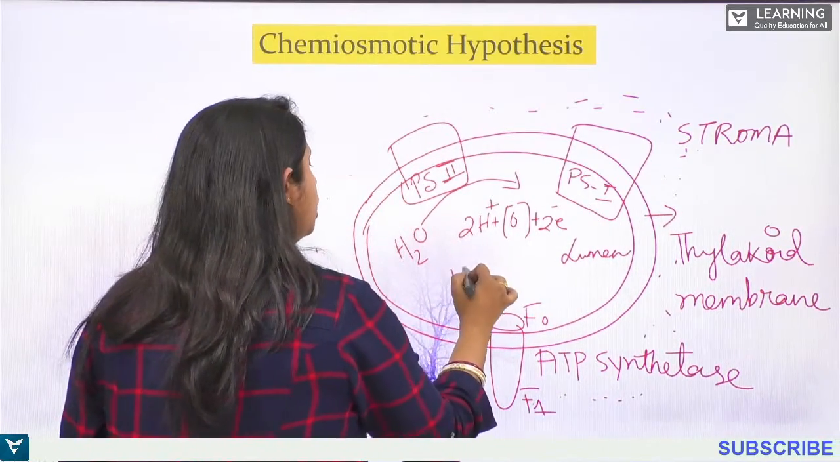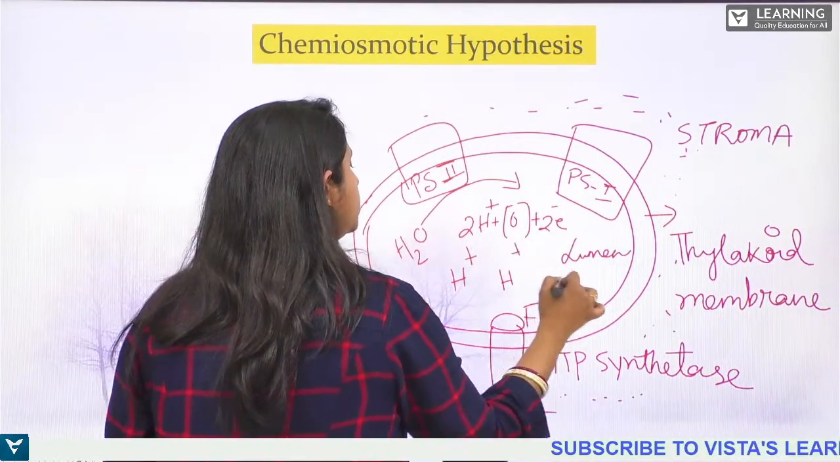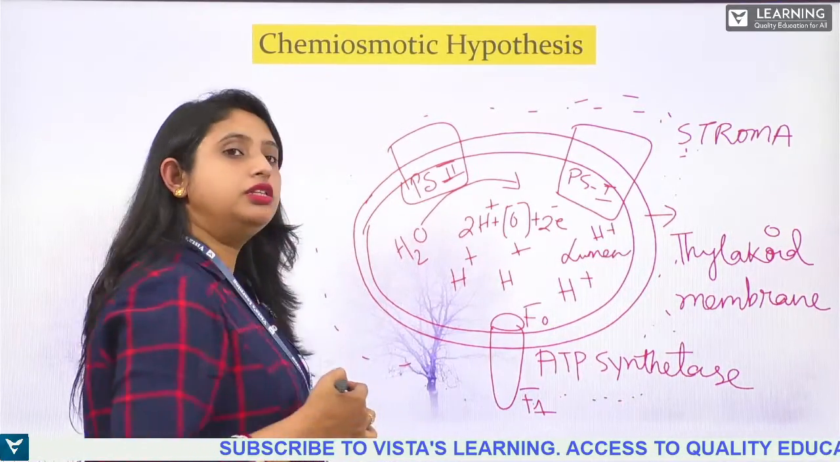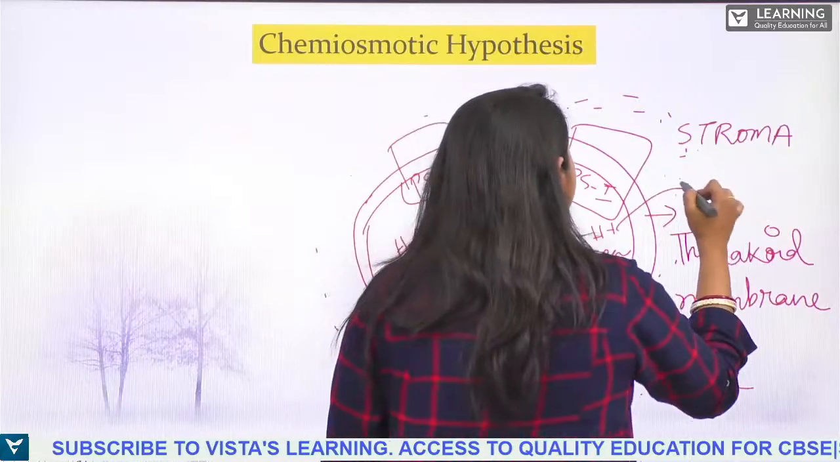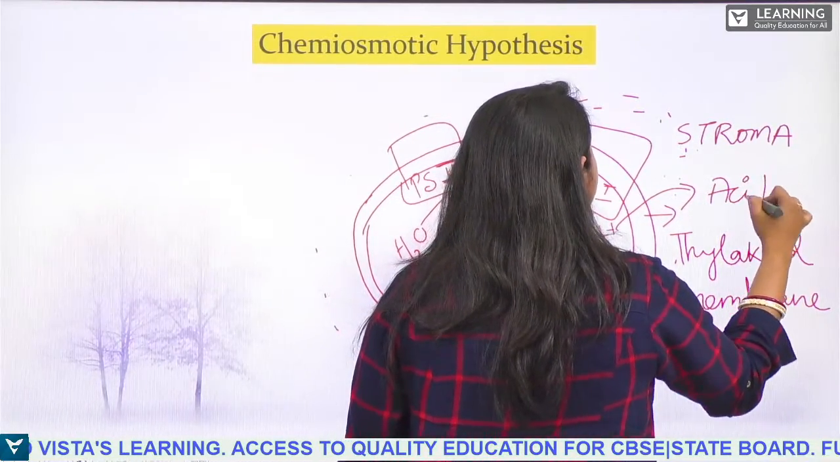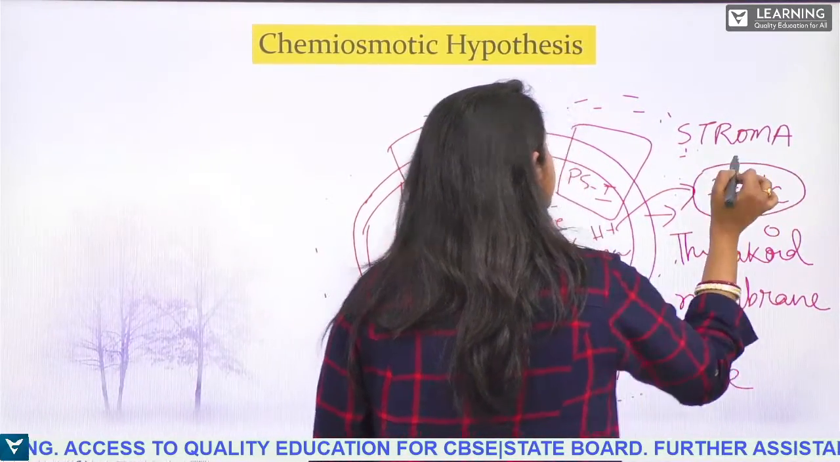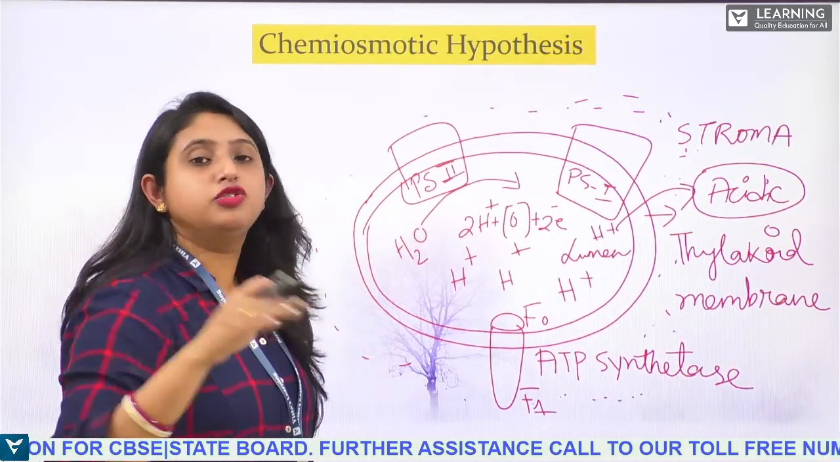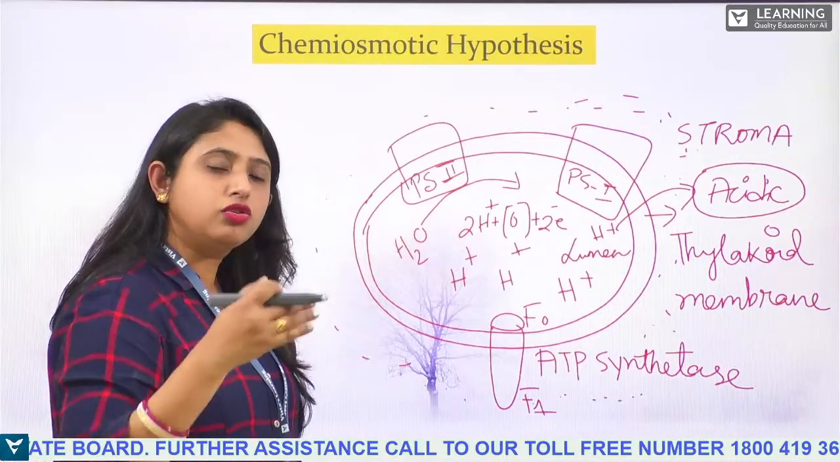Because of which lots of hydrogen gets accumulated here in the lumen, and it will make the lumen acidic. Is that clear? It will make the lumen acidic. Now, these hydrogen ions need to be thrown out.